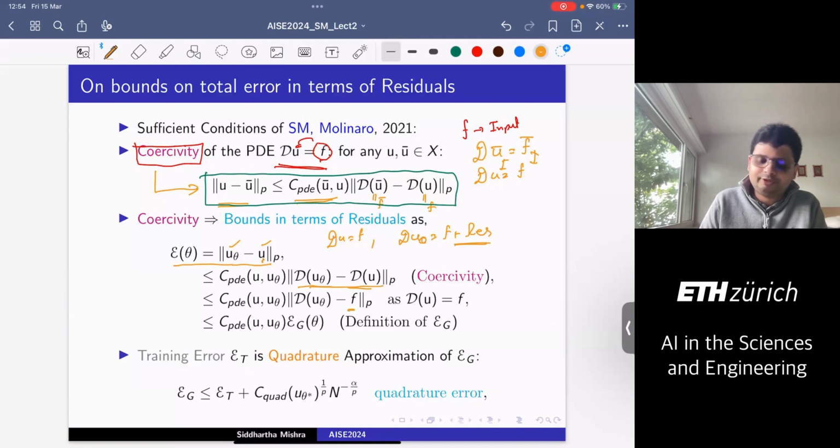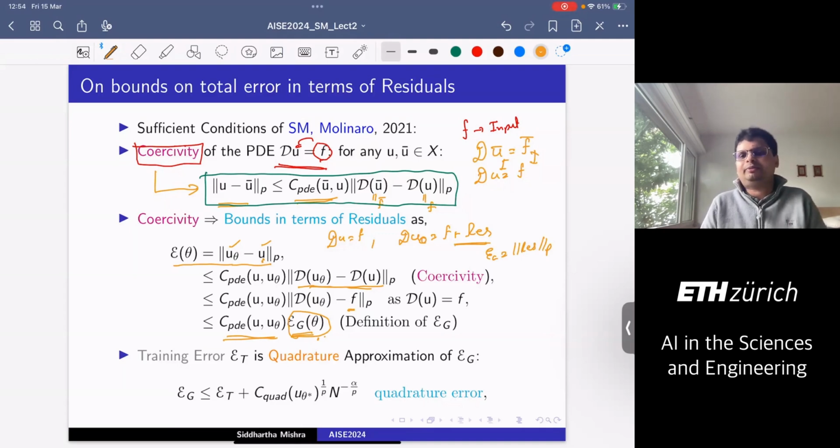So this is what it is. And du minus f is actually, because it's a norm, this generalization error. This generalization error, EG, is nothing but the norm of the residual, in some norm. So that's it. This tells us that if this quantity is going to be small, so this guy is going to be small, and these nonlinear terms, these constants, are bounded, then automatically the error with respect to the exact solution is going to be small.